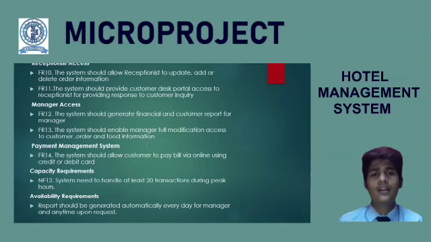Manager access. The system should generate financial and customer reports for the manager. The system should enable the manager to have full modification access to customer, order, and item information. Payment and management system. The system should allow customers to pay the bill online using a credit card or debit card. Capacity requirements. The system needs to handle at least 20 transactions during peak hour. Availability requirements. Reports should be generated automatically every day for the manager and at any time upon request.